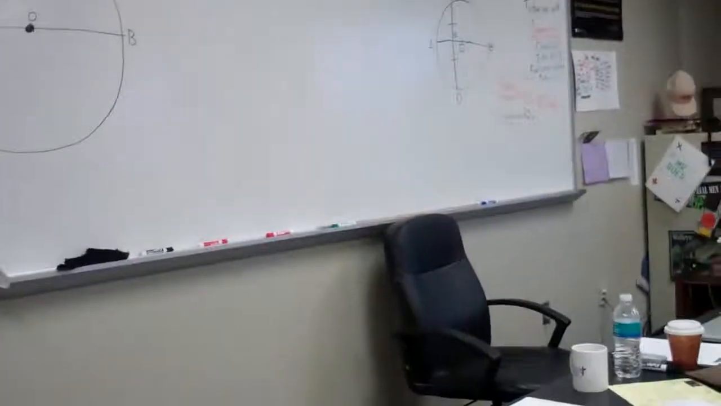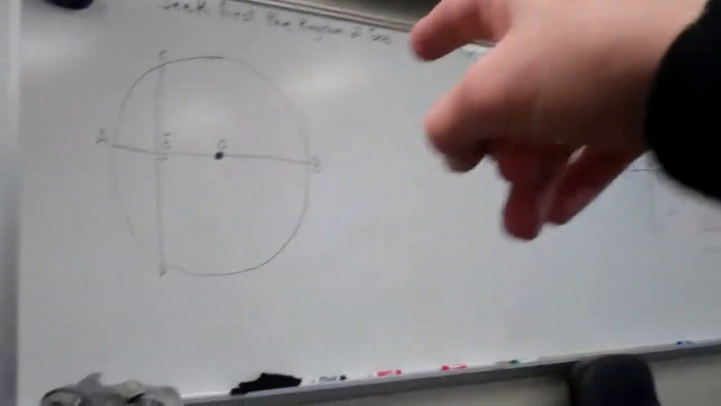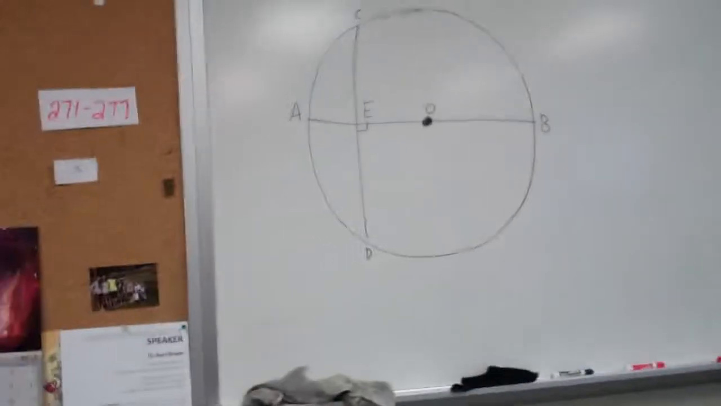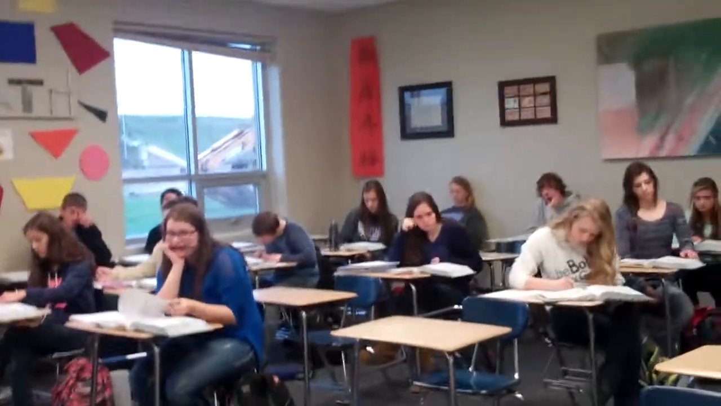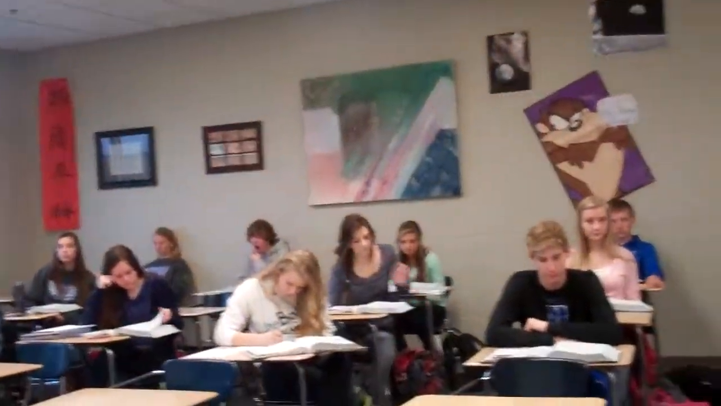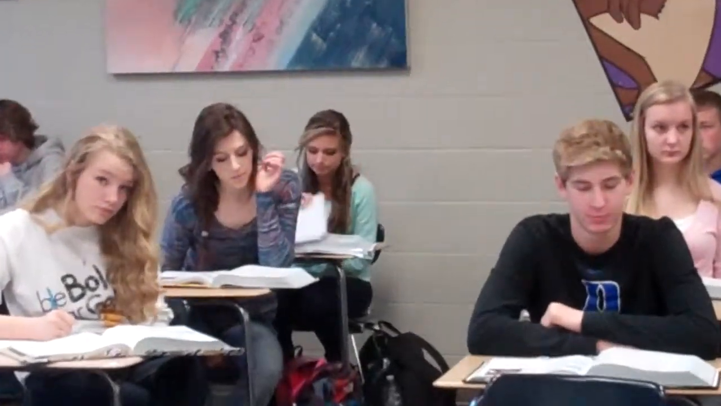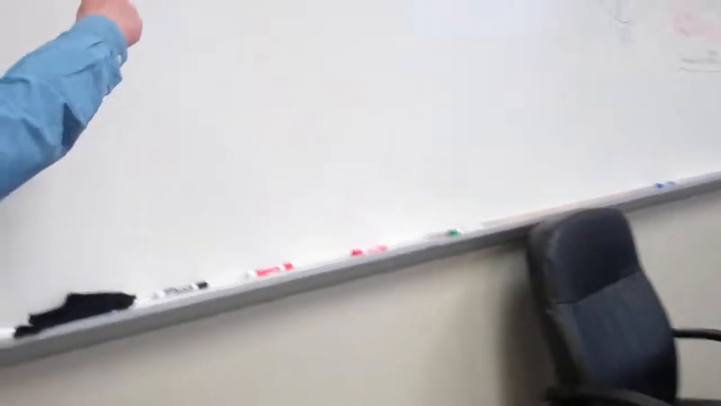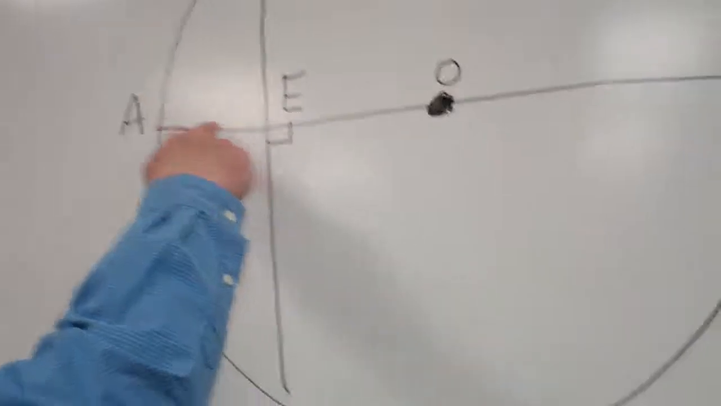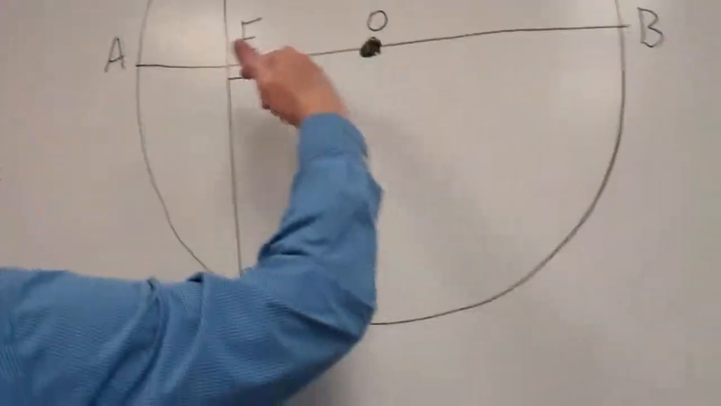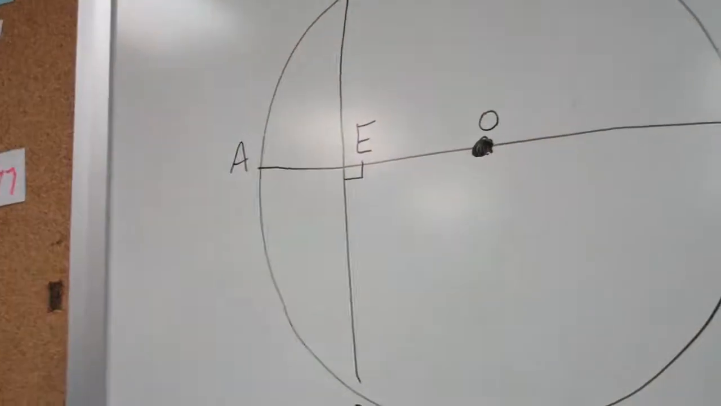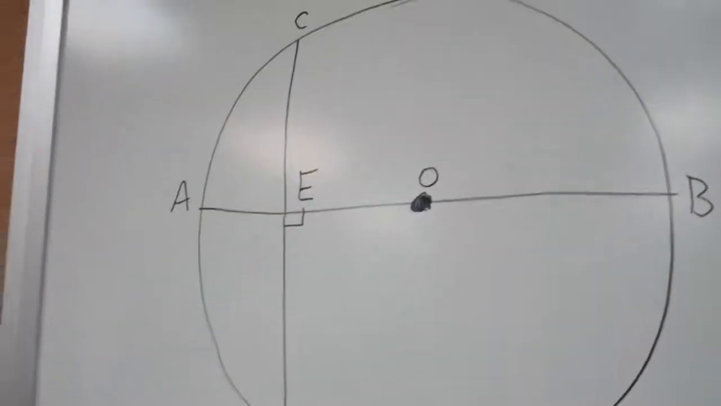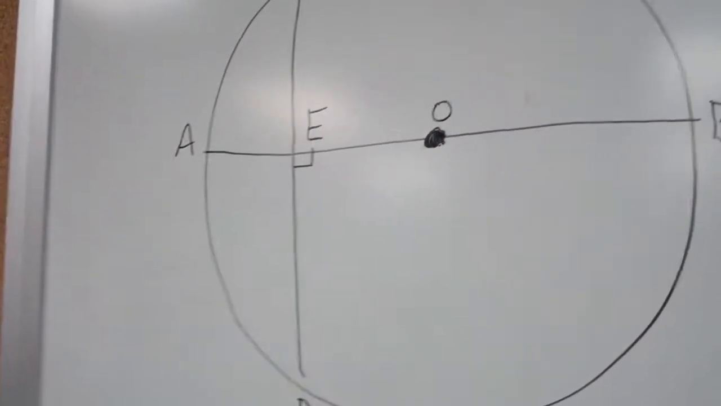12-8. You see 12-8? Let's ask Kinsley to read 12-8. In a circle, if a diameter is perpendicular to a chord, then it bisects the chord and its arc. If a diameter is perpendicular to a chord, like this picture, then it bisects the chord and the arc.